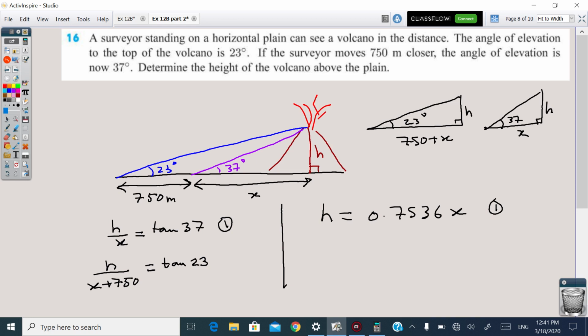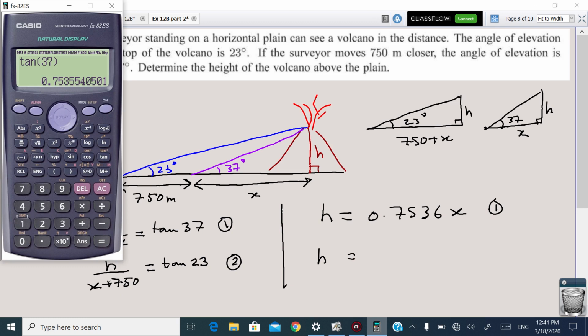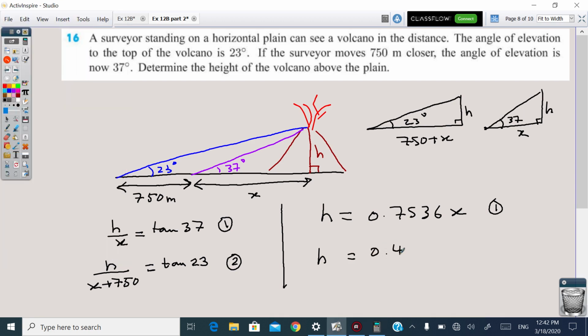The next one, equation 2, becomes h is equal to tan 23 multiplied by x plus 750. So let's work out what tan 23 is. And to 4 decimal places, we have 0.4245 times, inside brackets, x plus 750.